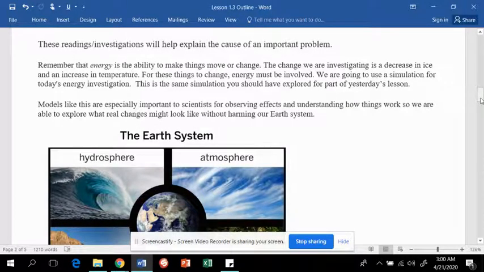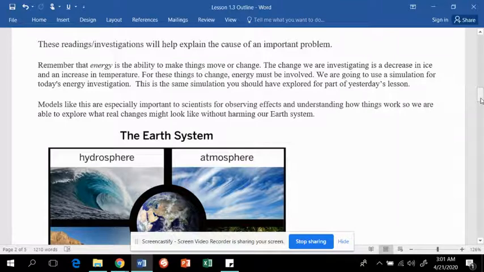Remember that energy is the ability to make things move or change. The change we are investigating is a decrease in ice and an increase in temperature. For these things to change, energy must be involved. We are going to use a simulation for today's energy investigation. And as I said, this is the same one that you should have explored yesterday.